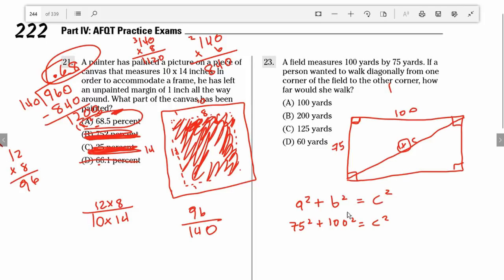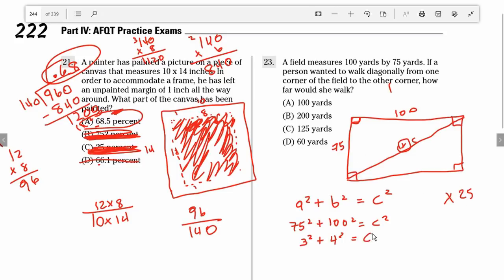And you might be looking at this and saying, wow, that's a lot of math. 75 times 75, 100 times 100, those are big numbers. Well, before I go any further, I'm going to reduce this all by a factor of 25. I know 25 goes into 75 3 times, and I know 25 goes into 100 4 times. So at the very end of this, instead of dividing c squared by 25, I'm actually going to reverse that and multiply it by 25 to get the actual distance.